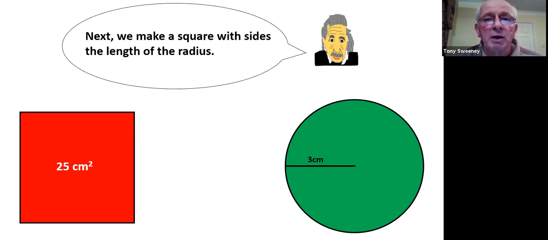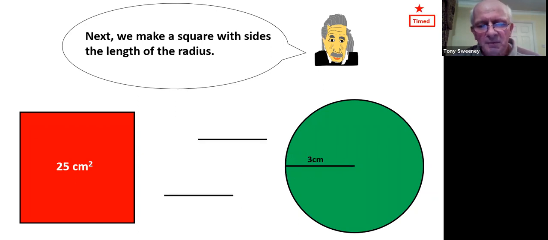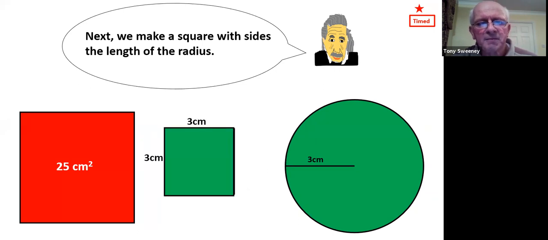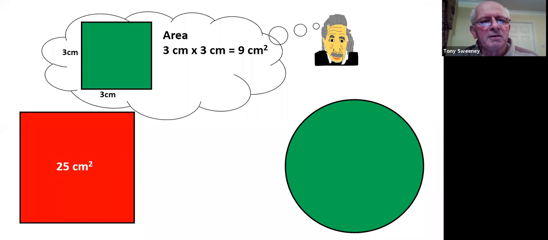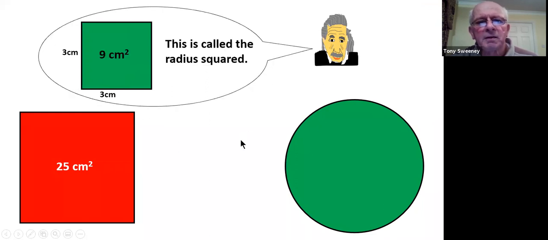Next, we make a square with sides the length of the radius. Here it is. So the area of the square is 3 centimeters by 3 centimeters, equal to 9 centimeters squared. This is called the radius squared.